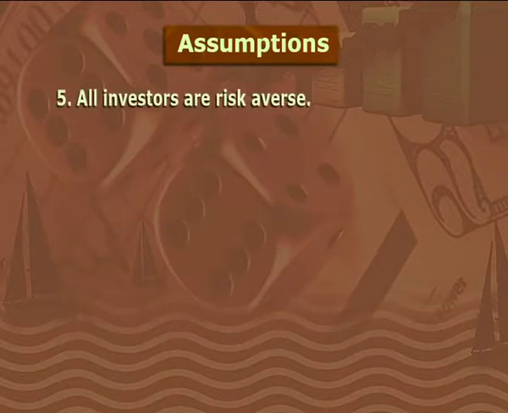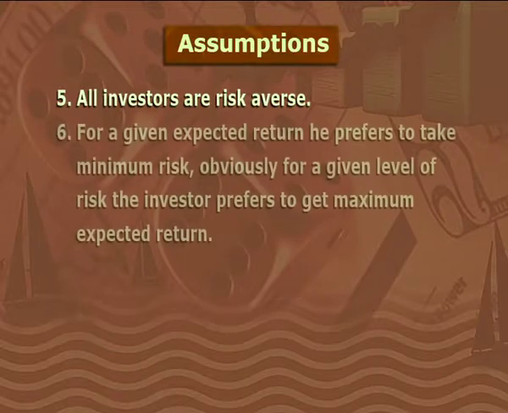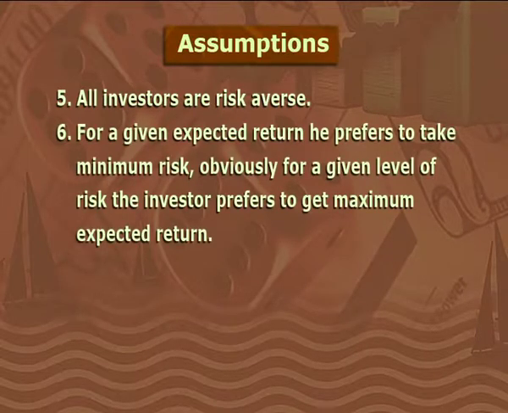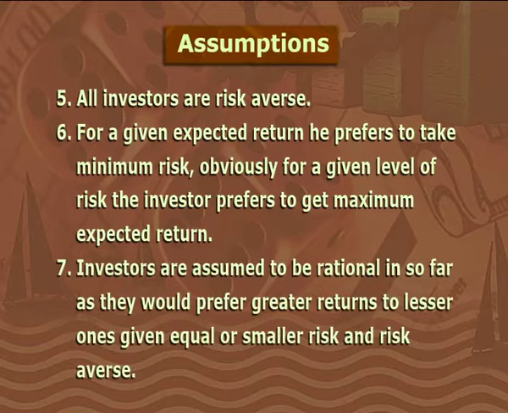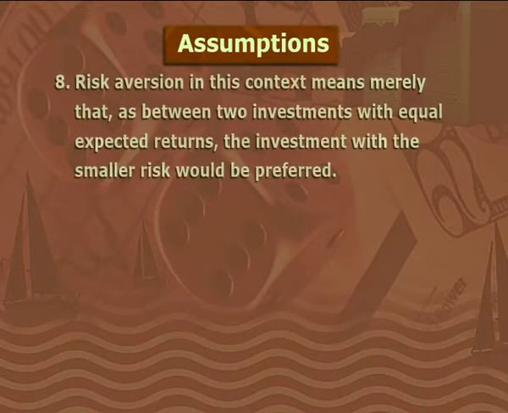Number 5, all investors are risk averse. Number 6, for a given expected return, he prefers to take minimum risk. Obviously, for a given level of risk, the investor prefers to get maximum expected return. Number 7, investors are assumed to be rational insofar as they would prefer greater returns to lesser ones given equal or smaller risk. Number 8, risk aversion in this context means merely that as between two investments with equal expected returns, the investment with the smaller risk would be preferred.